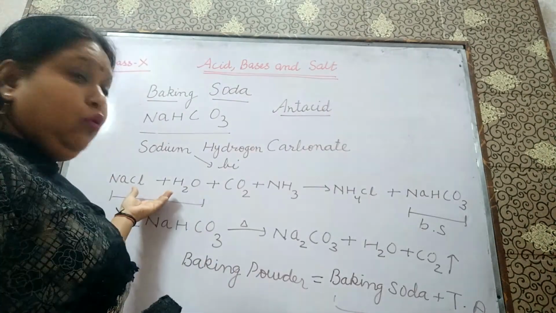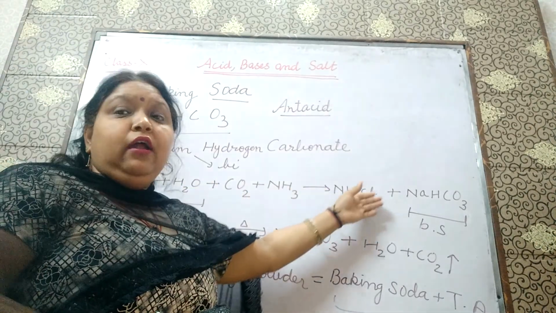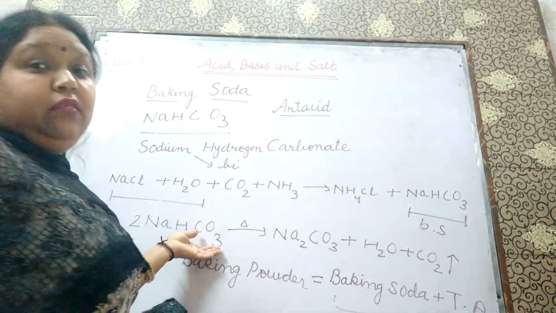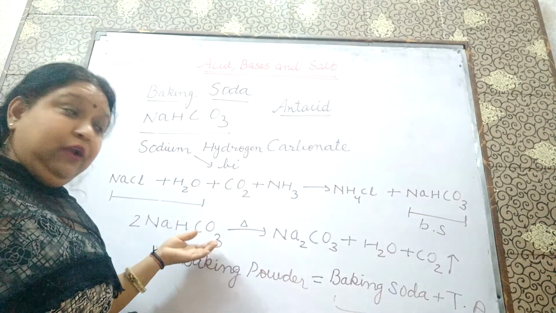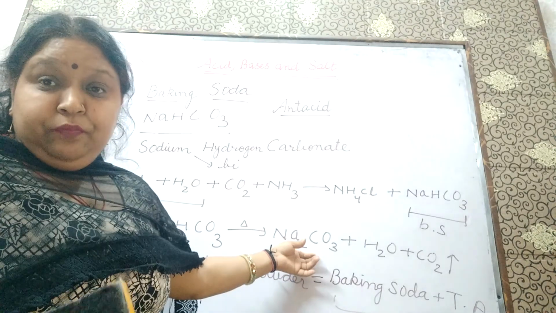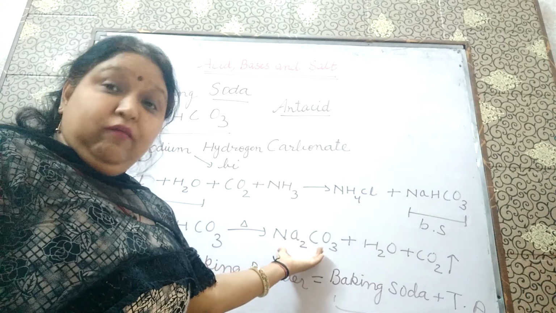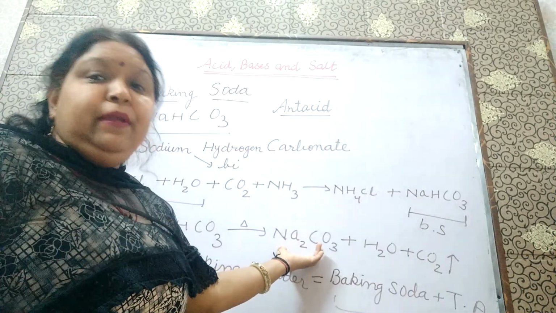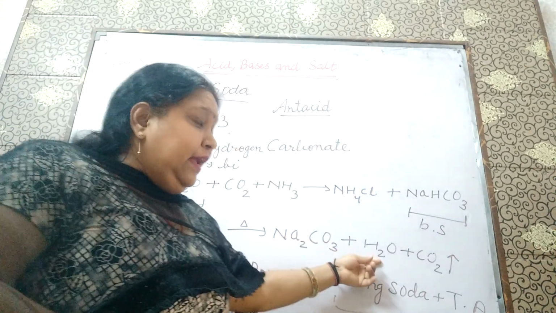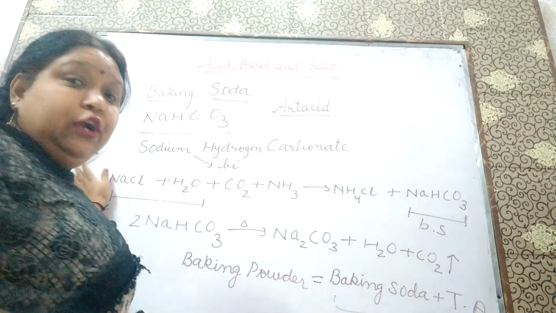When we take brine solution along with CO2 and ammonia, it will give ammonium chloride along with sodium hydrogen carbonate. And what will happen when this baking soda is heated up? It will give Na2CO3, very important in our next topic, washing soda. We are going to use the same equation for preparation of washing soda, along with H2O plus CO2. So I think this part is clear to you all.